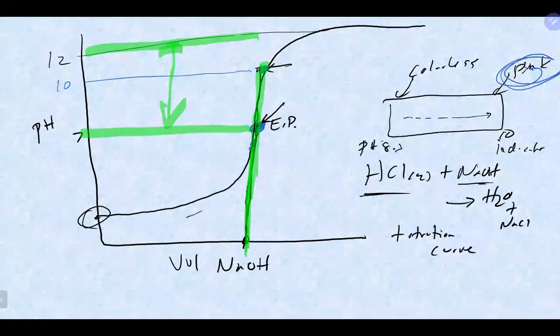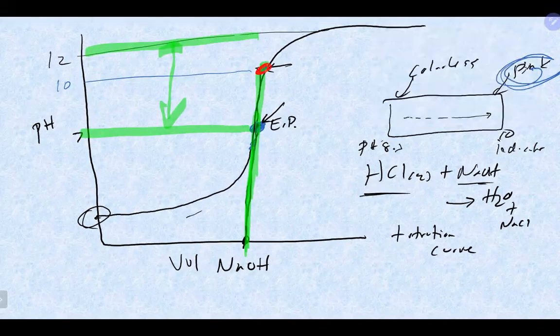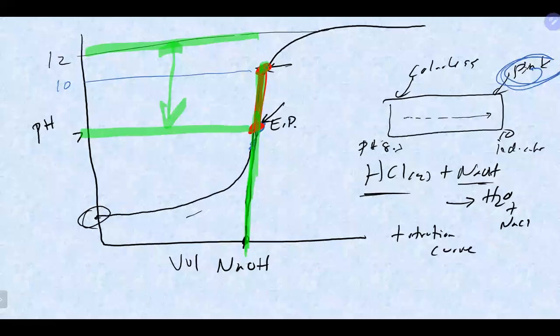Why people tell you that you need to get the lightest color pink is because one drop difference between here and here can make your indicator go really dark pink, right? Which is, did you really miss the equivalence point volume by a lot if you added one drop or two drops too many? You didn't, even though visually it went from colorless to super dark pink.